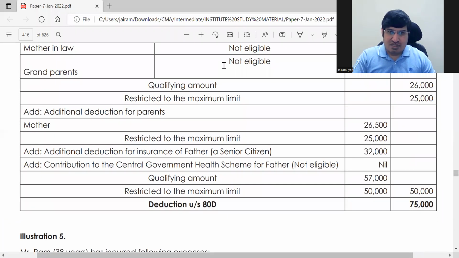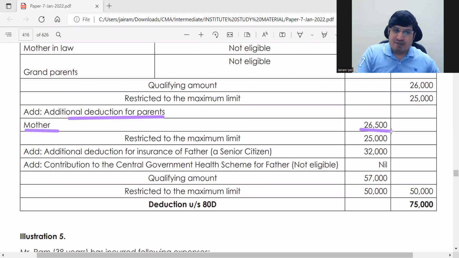Now the next is for parents. First take mother. 26,500 is for mother. Is she a senior citizen? No. So what is the maximum limit for her? 25,000. Correct. So here 1,500 becomes not allowable. So only 25,000 is allowable.